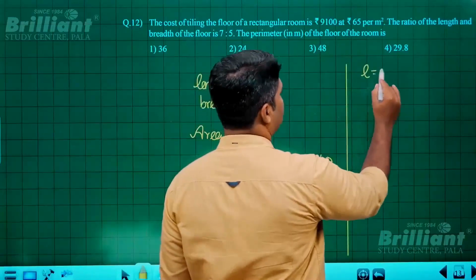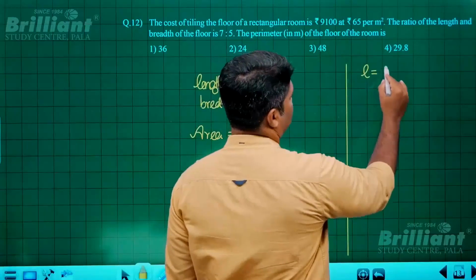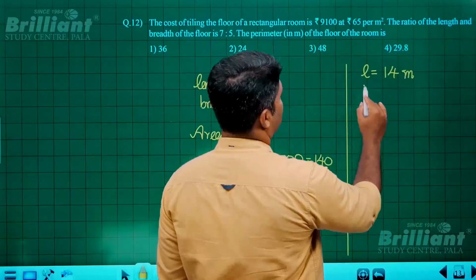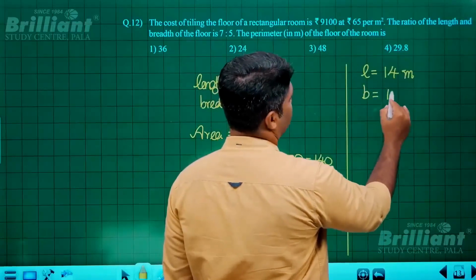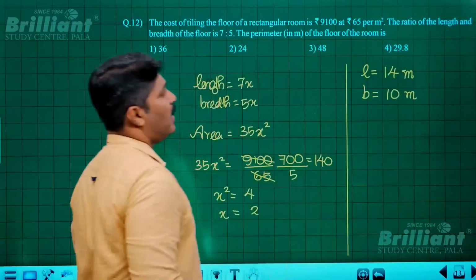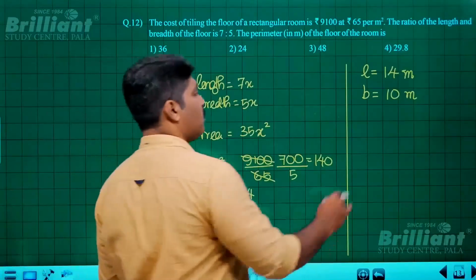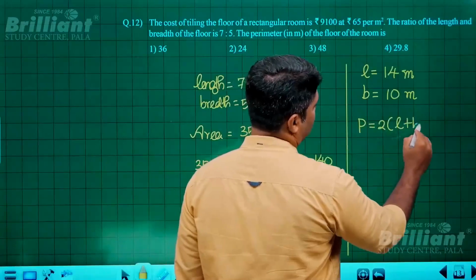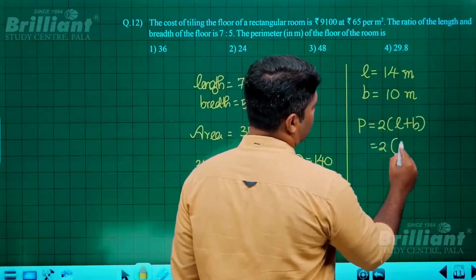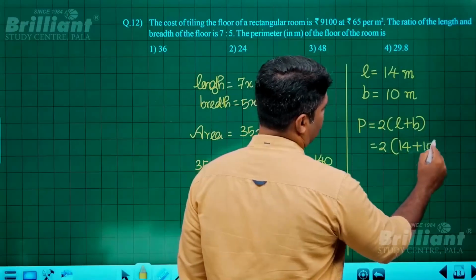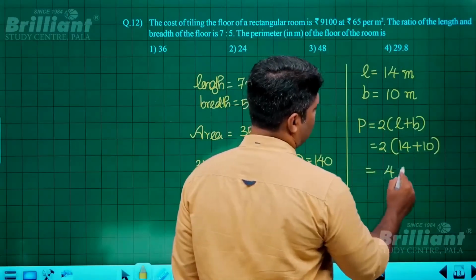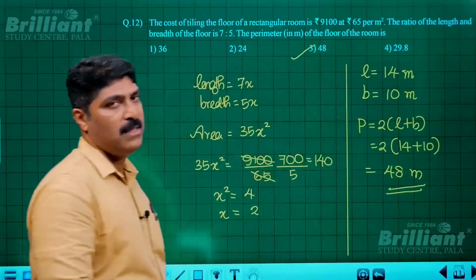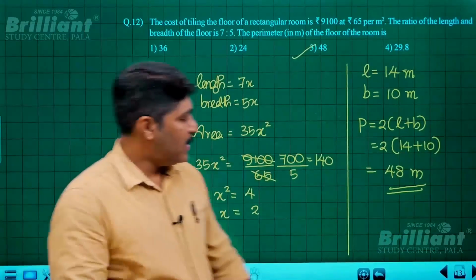Here we got the length, that is 7 into x, so that is 14 meter, and its breadth is 5 into x, that's equal to 10 meter. So then we have to find out the perimeter of this rectangular floor. Perimeter is equal to 2 times length plus breadth. So that is 2 times 14 plus 10. So that is 24 into 2. That is 48 meter. So the answer is option 3. Okay, move to the next question.